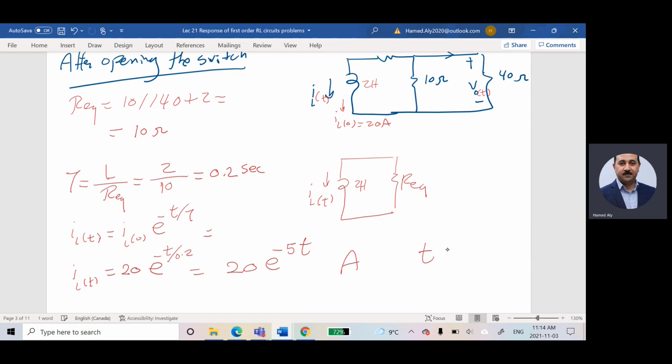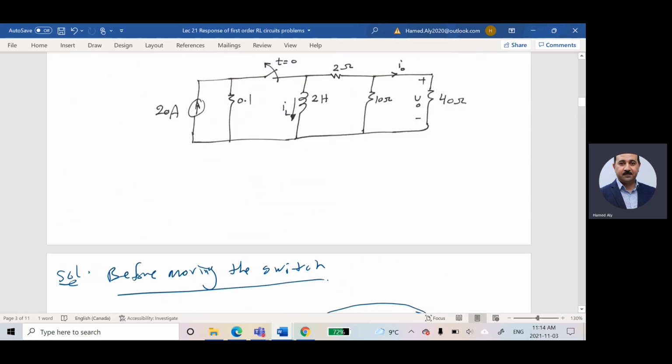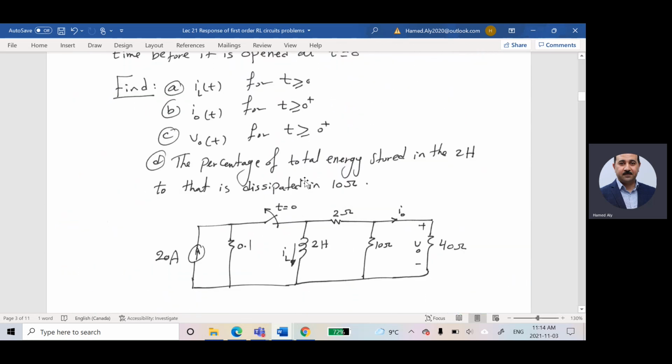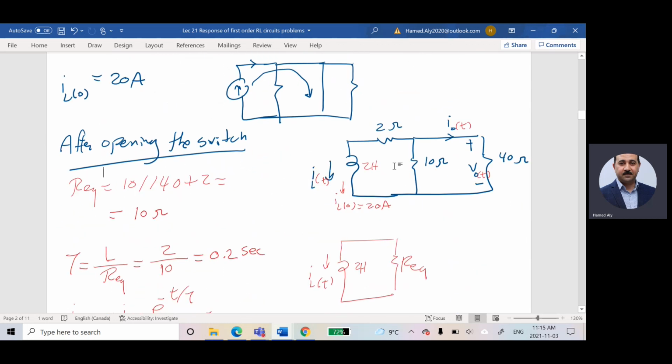This is in case of t greater than or equal to 0, positive or negative? Any 0, because this is I, it's not voltage. So it doesn't matter if it is 0 positive or 0 negative, or generally speaking 0. Because the current is not changing instantaneously in case of the inductor. Now, the next step is, this is the first part he asked you about, to calculate IL of T. Then he asked you to calculate IO and to calculate VO.